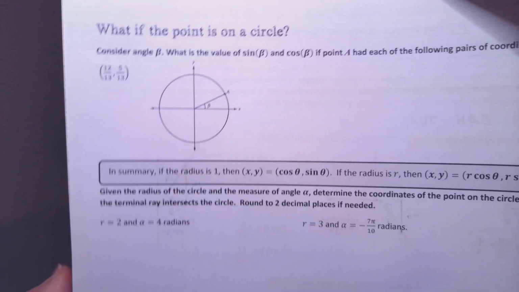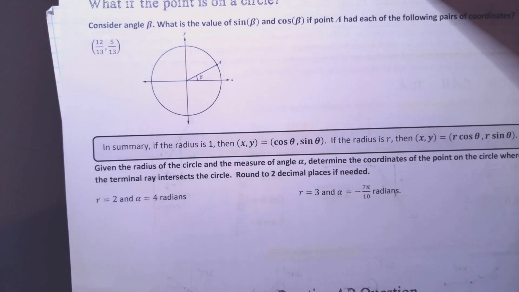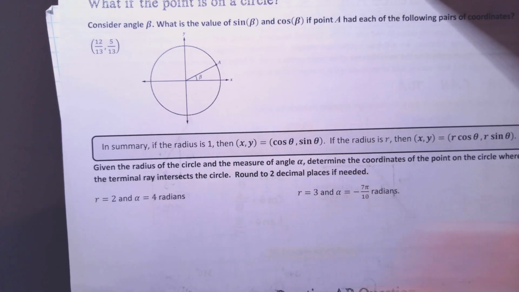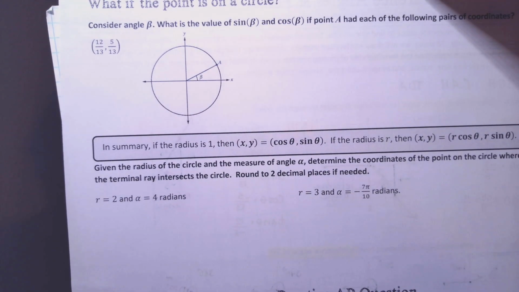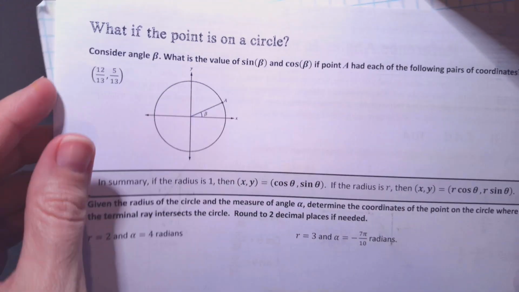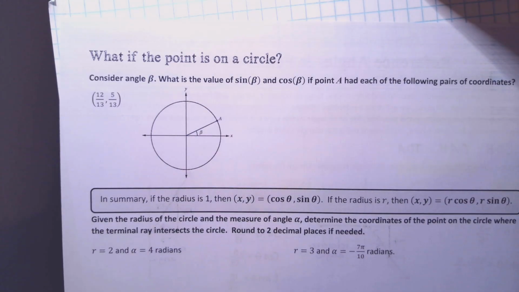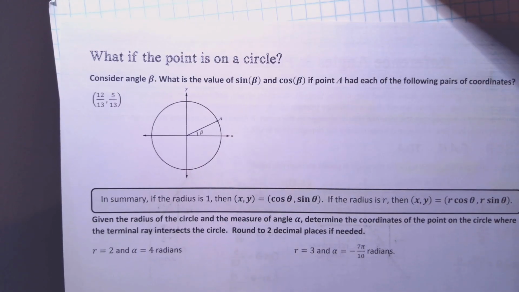Backside, what do we got? What if the point is on a circle? I'm going to show you basically what we just did, if the point is on a circle, how to find the sine and cosine. And then I'll show you a trick that you can use so that we don't have to do these big long calculations every time it's on a circle.